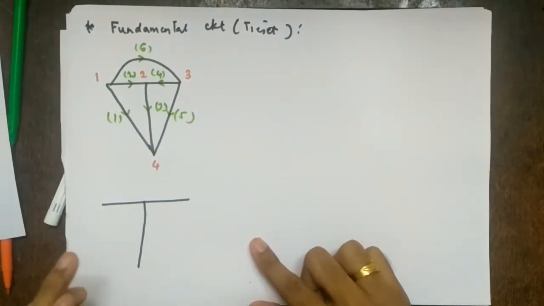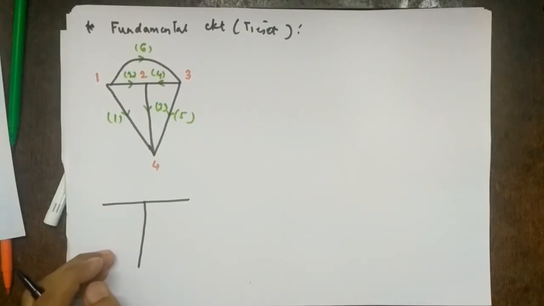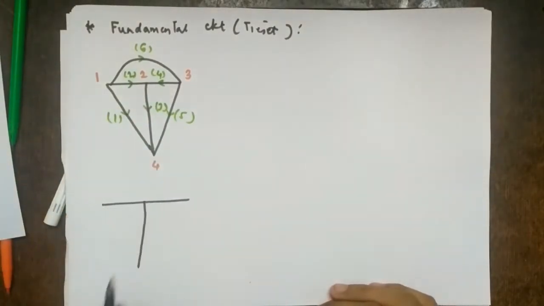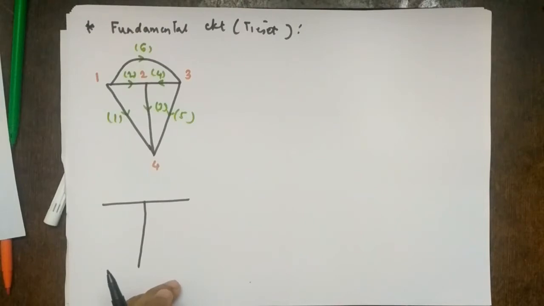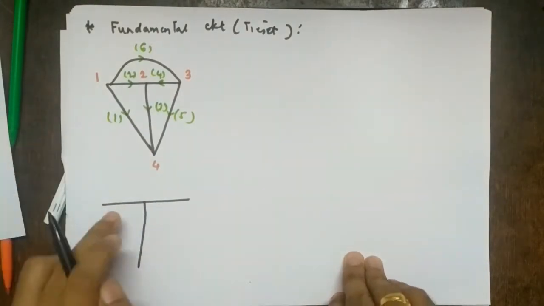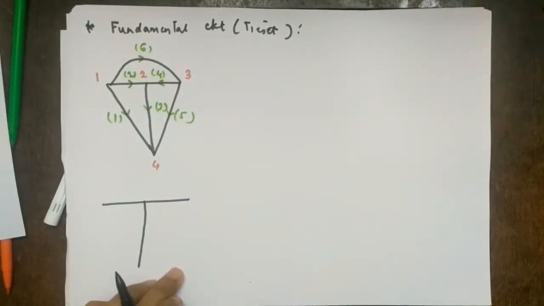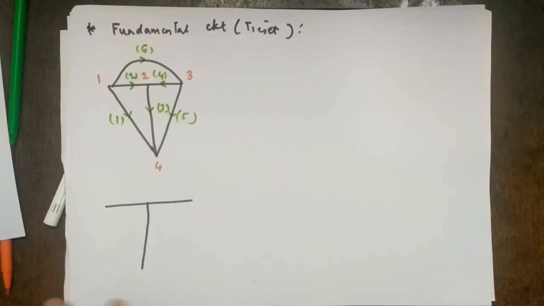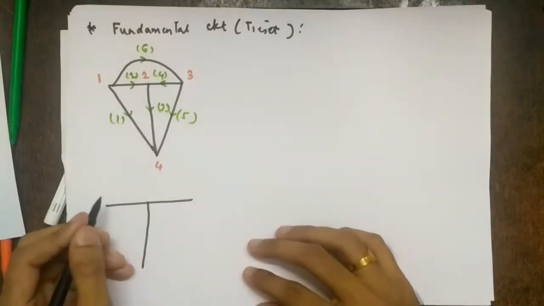Remember, there is a property of a tree. First, it should contain all nodes of the graph. And if there are n nodes in the graph, there are n minus 1 branches in the tree. How many nodes are there? 4 nodes, so there should be 3 branches. I have 3 branches, and they should not contain any loops. It is not containing any loops, so it satisfies the properties of a tree. This can qualify as a tree.